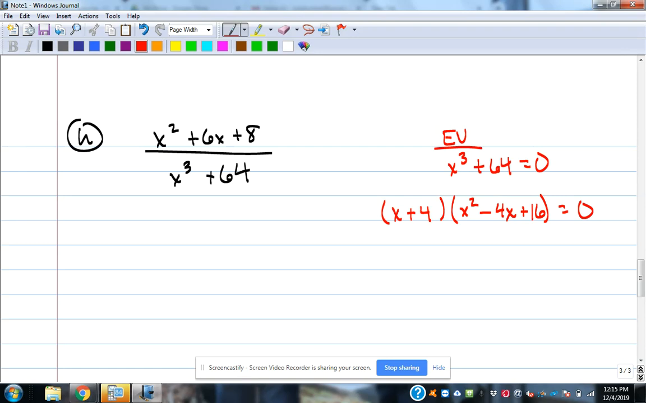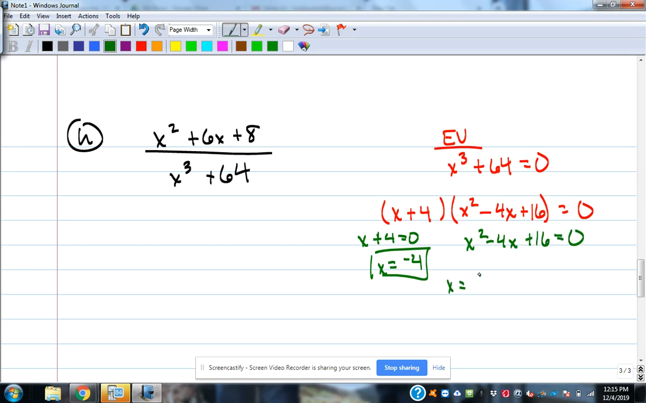Quadratic formula is what we're going to have to use to solve that factor, because we know that the long factor from a sum or difference of cubes doesn't factor. The other one, that's easy. That's x plus 4 is equal to 0. We get negative 4 as an excluded value. This one, we're setting that quadratic up and doing quadratic formula.